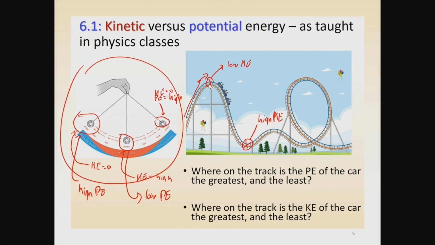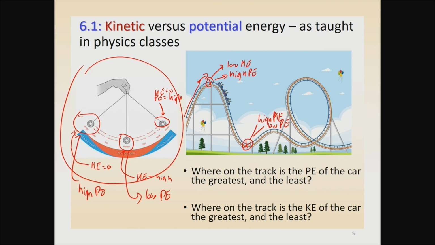Well, the car here, when it's highest from the ground, is going to have the highest potential energy, and when it's closest to the ground, it's going to have the lowest potential energy. And again, you see an example here in a piece of matter where you have potential energy of that matter being converted to kinetic energy. Okay, so let's move on.